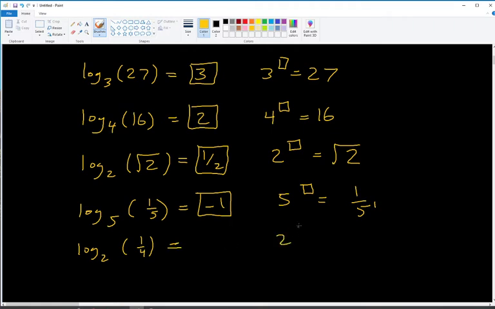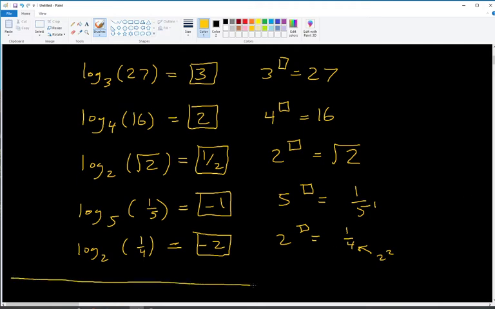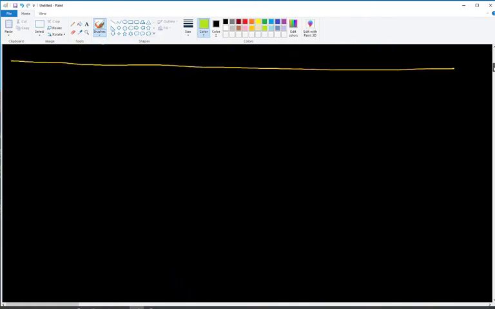And for this one, 2 to what power is 1 over 4? Well, since this 4 down here is 2 squared, 2 to the negative 2 power will be 1 over 4. Because 2 to the negative 2 power will be 1 over 2 to the positive 2 power. So as far as just evaluating basic logarithms, that's a method of doing it. We just go through and think, what power do I raise the little subscript to get the thing in the parentheses, and that'll do it.